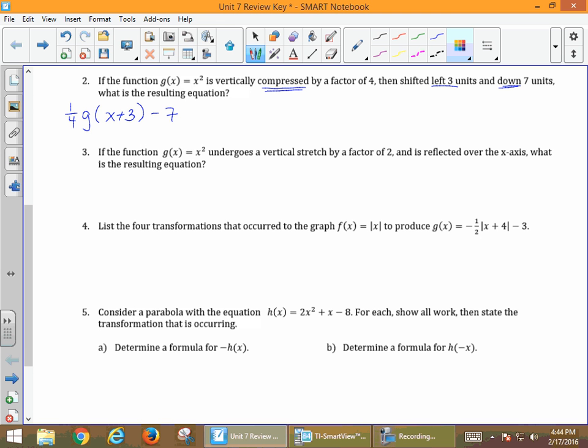So the new function, if you will, the g of x function is x squared. So my x squared is my x plus 3 squared. The 1/4 still goes out in front. The -7 still goes in the back. So my new function would be 1/4 x plus 3 quantity squared minus 7.